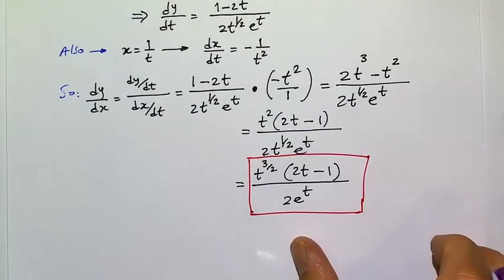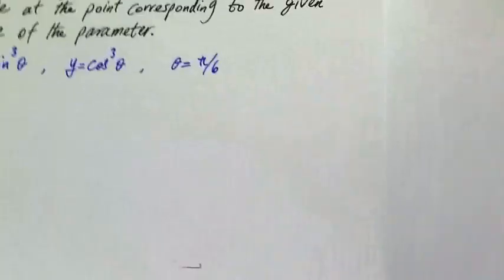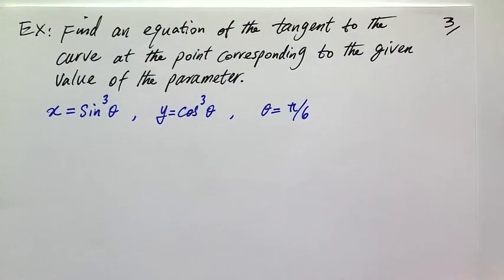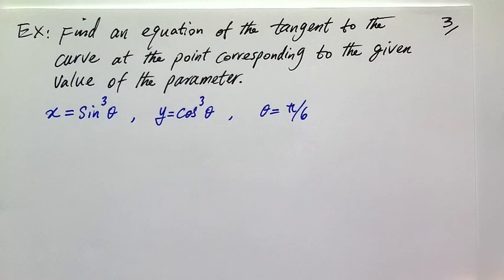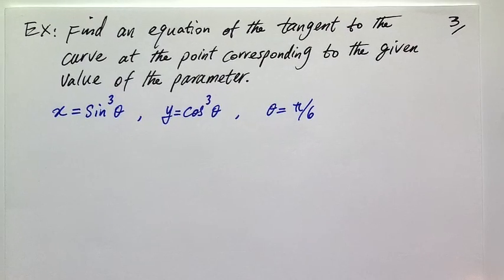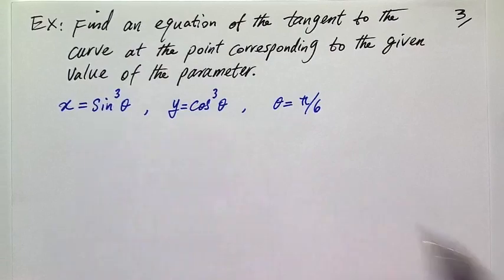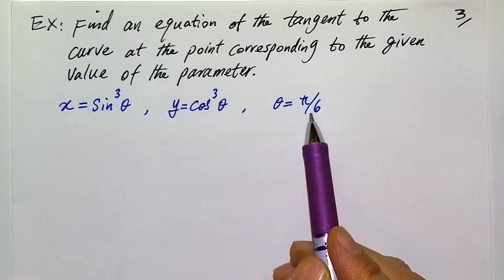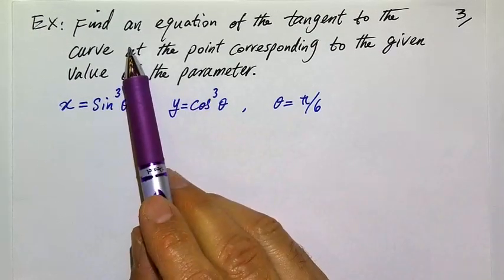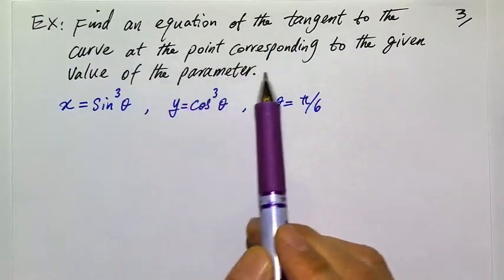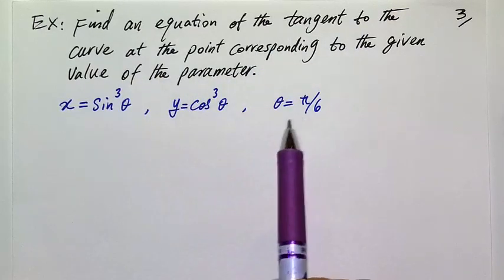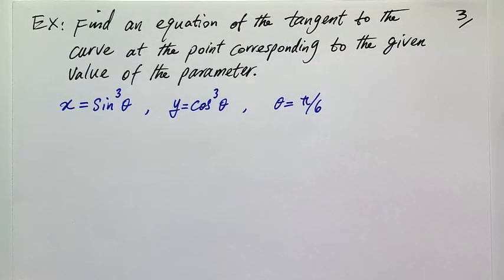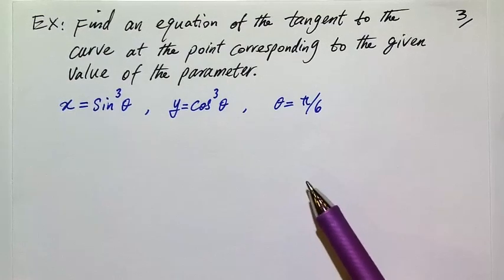All right, so let's have a look at another example for case 1, which is determining the slope or the equation of a line that is tangent to a curve that has been given to us in terms of its parametric equations. This time the parameter is theta, and we are told that theta is equal to pi over 6. So find an equation of the tangent to the curve at the point corresponding to the given value of the parameter. So first we have to find the slope, which means find dy/dt divided by dx/dt.